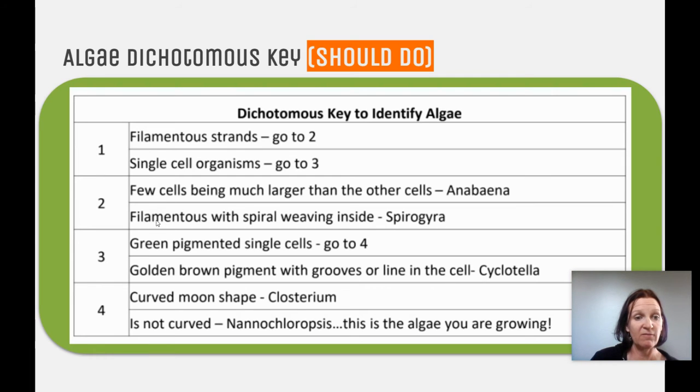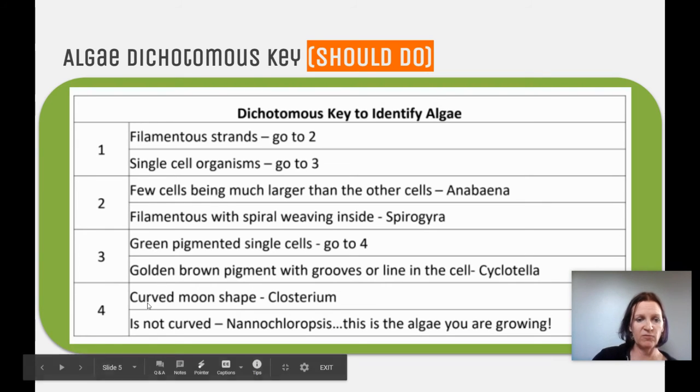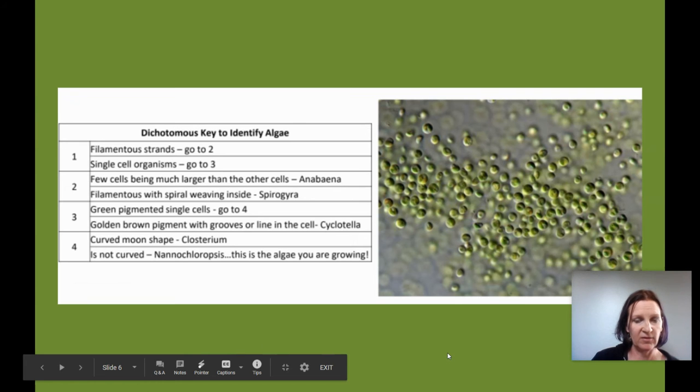And if you see a filamentous with a spiral weaving inside, you'll actually see the spiral. You're looking for green or gold color, a curved moon shape like a crescent moon. So let's go ahead and try to use this key to identify this particular type of bacteria. Or not, excuse me, not bacteria, algae.